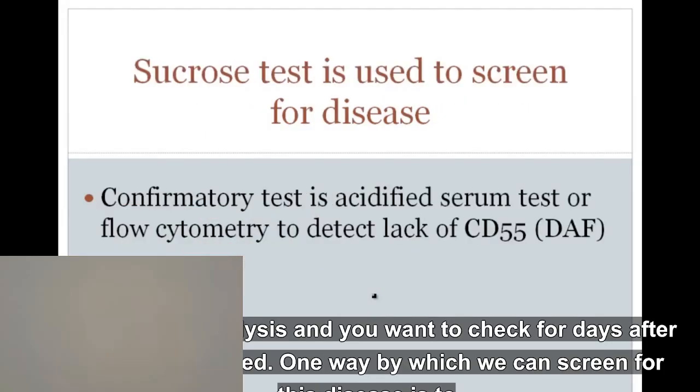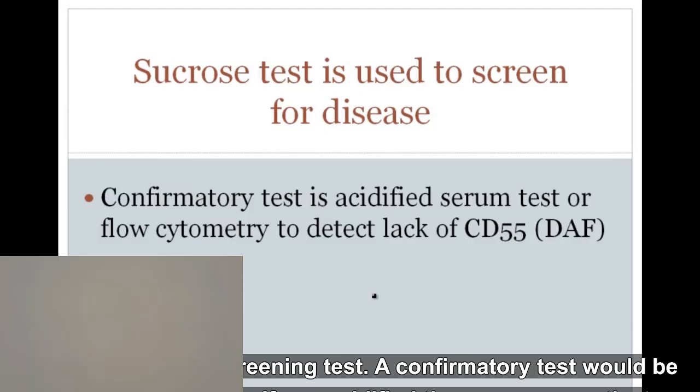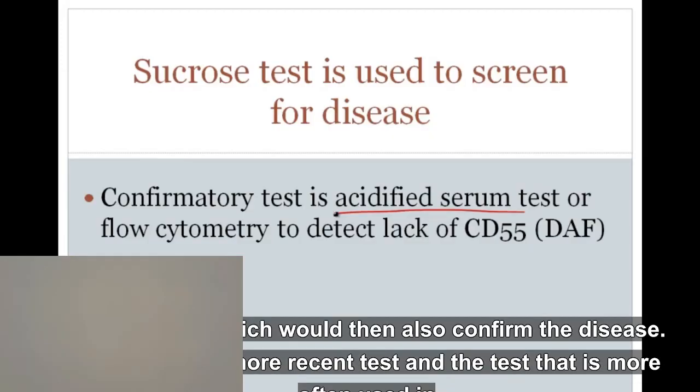One way by which we can screen for this disease is to introduce sucrose into the patient's serum. When we introduce sucrose, that activates complement, and that could then destroy the red blood cells in a screening test. A confirmatory test would be to acidify the serum. If you acidify the serum, you would activate complement, which would then also confirm the disease.